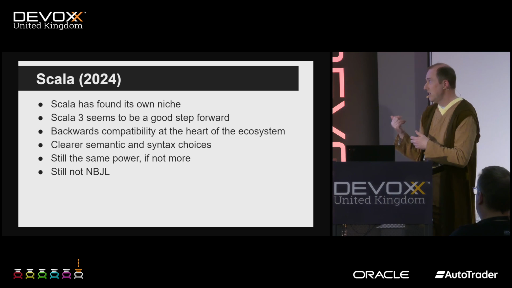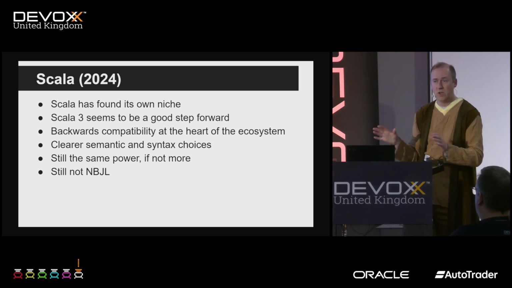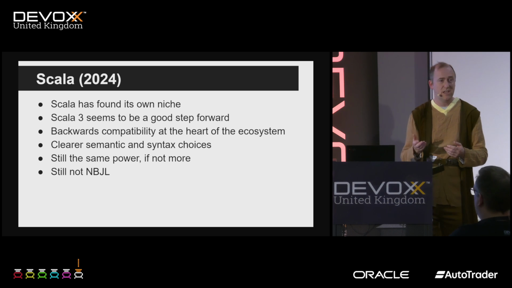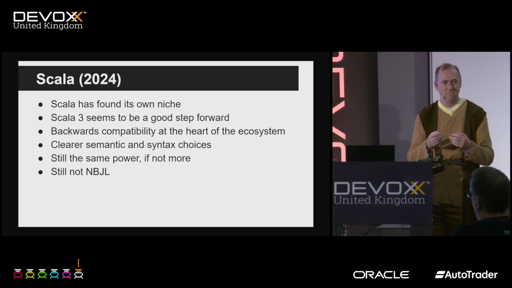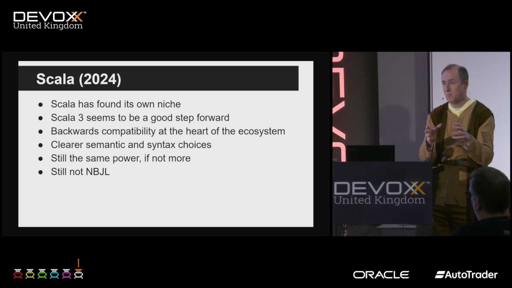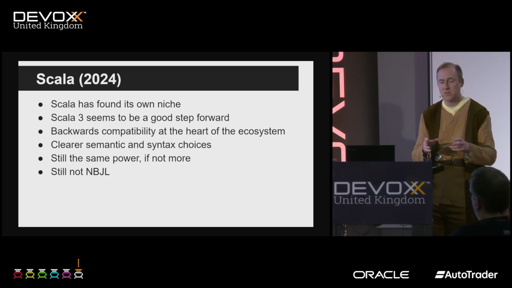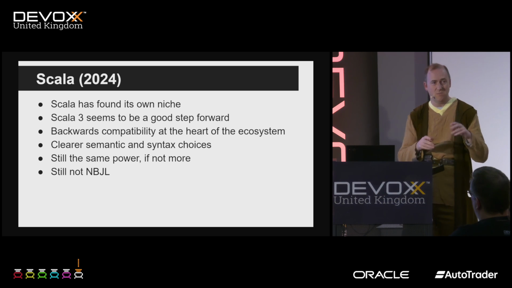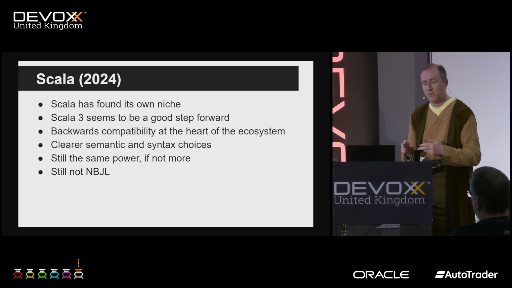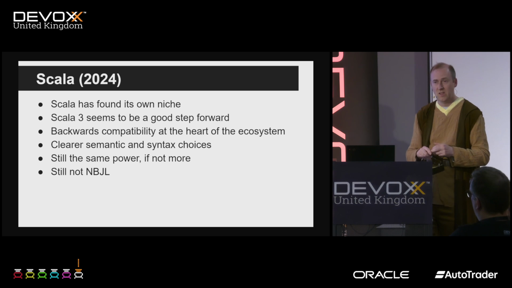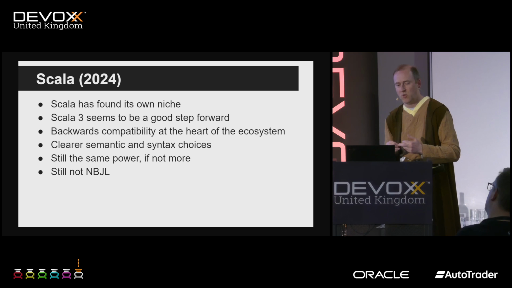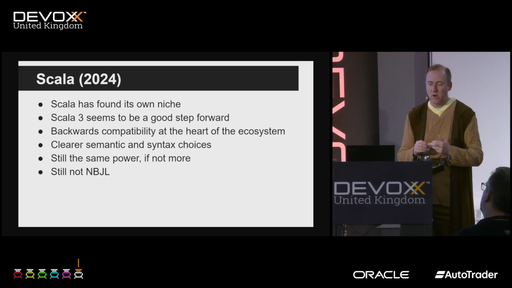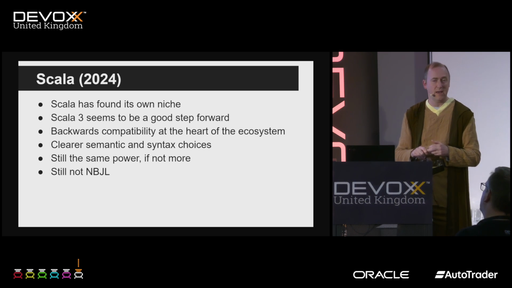Now, having looked at it, not played with it, but having looked at the online examples, Scala 3 does seem to be a step forwards. This focus on having backwards compatibility at the heart of the ecosystem by having it at the heart of the compiler seems like a really good step forwards. The ability to migrate code automatically between various Scala versions seemed like a good choice. Whether dropping curly braces is a good choice, that's a slightly separate question. It's still the same power, perhaps even more power now.